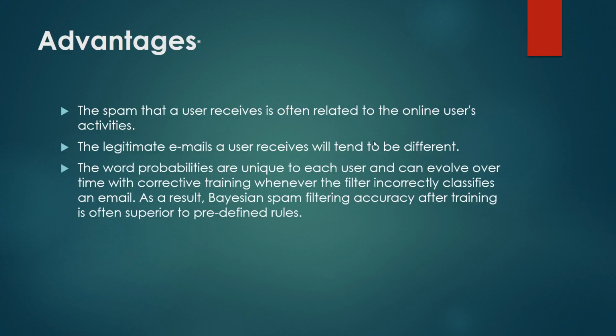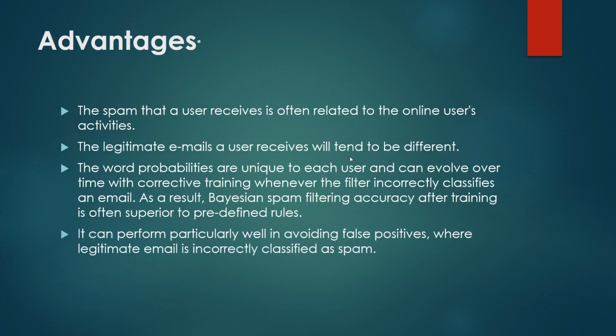So the word probabilities are unique to each user and can evolve over time with corrective training whenever the filter incorrectly classifies an email. As a result, Bayes spam filter accuracy after training is often superior to predefined rules, and it can perform particularly well in avoiding false positives, where a legitimate email is incorrectly classified as spam.